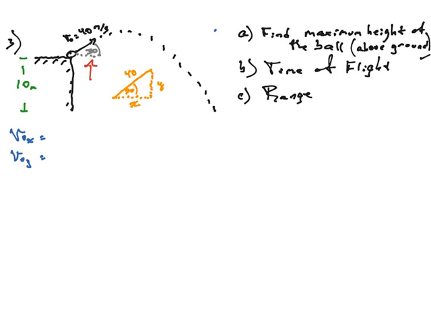But looking at the triangle, if I want the x piece, that x side is adjacent to the angle, and adjacent means cosine. So this is 40 cosine 30. Okay, get your calculator. 40 times the cosine of 30, that's 34.6. The y component, the y side is that side which is opposite to the angle. Opposite means sine, so 40 sine 30, which is 20.